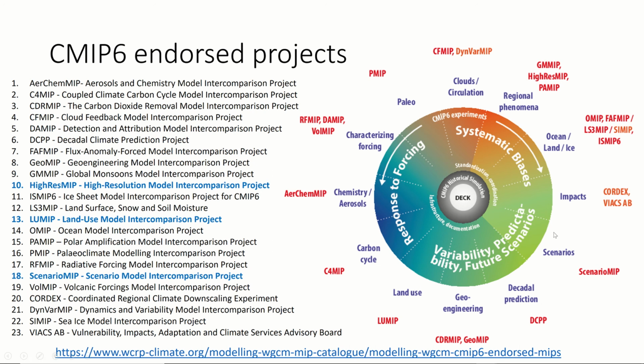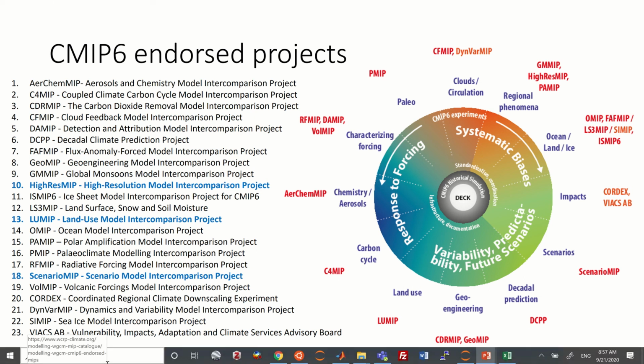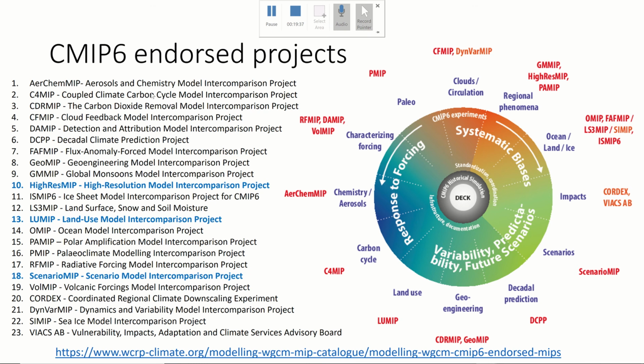Or any scenario map or land use map, the entry card is basically just to do these CMIP6 historical simulations. That's the basic. And these are extra projects that are endorsed by the CMIP6 project.